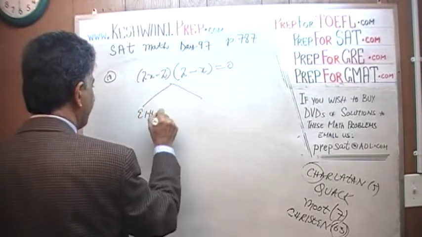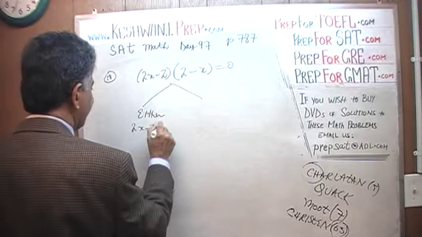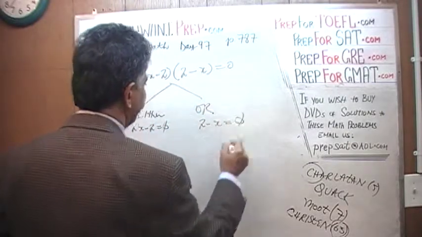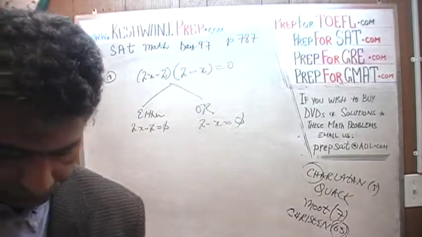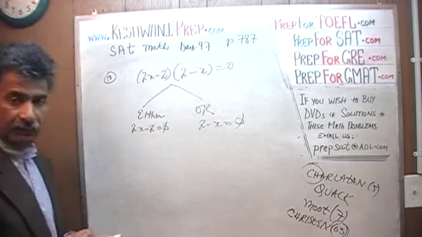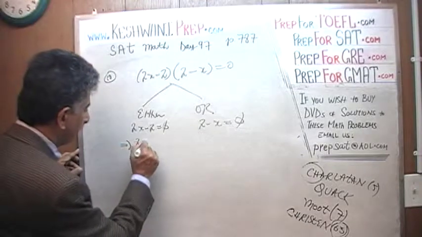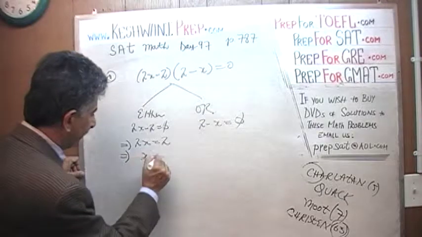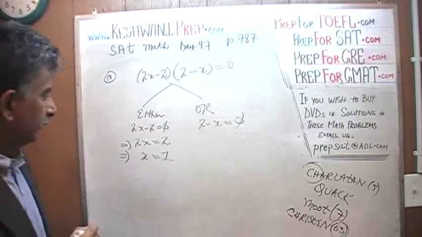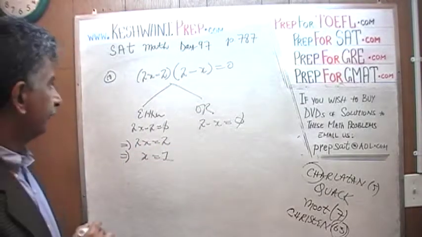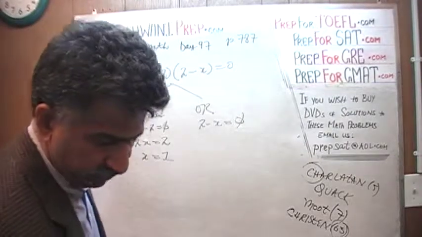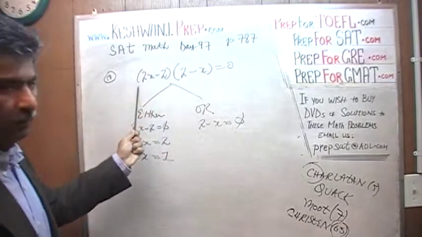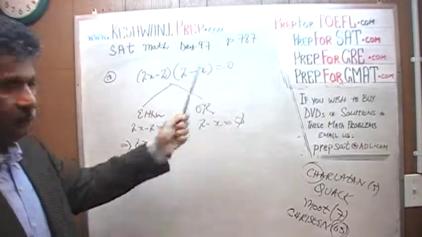Either 2x minus 2 is equal to 0 or 2 minus x is equal to 0. Let's find out both of them. If 2x minus 2 is equal to 0, that would imply that 2x equals 2 if you add 2 to both sides, and that would imply that x equals 1 if you divide both sides by 2. So that's one possibility. Maybe x is equal to 1. As you can clearly see here, if x happens to be 1, then 2 times 1 is 2, 2 minus 2 would be 0, and this quantity will become 0. It doesn't matter what this quantity is, 0 times anything is 0.